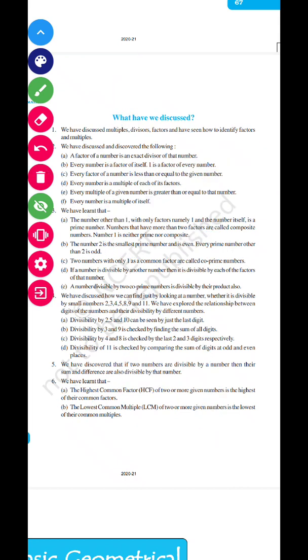Next, let's see the fifth point. We have discovered that if two numbers are divisible by a number, then their sum and difference are also. Leave that point. Then we learned about highest common factor and also lowest common multiple. So these are the things we learned from this chapter. Please, you must know these things always with you.